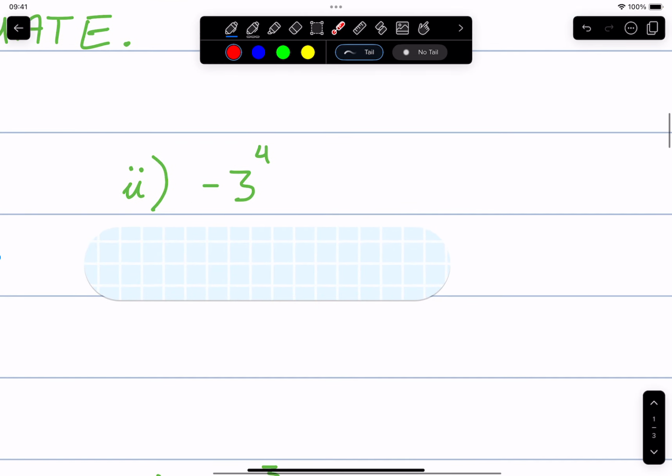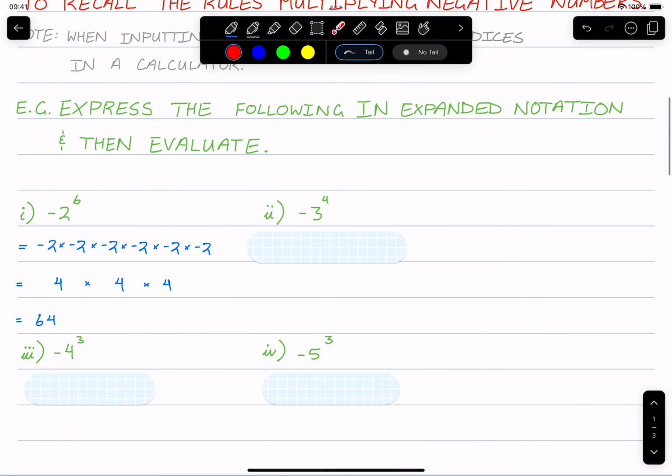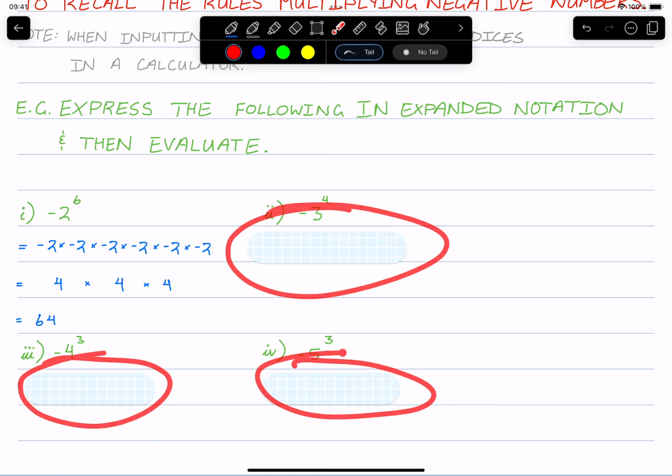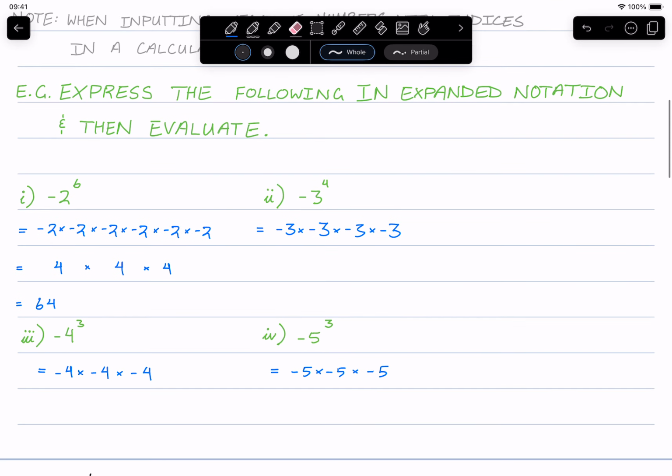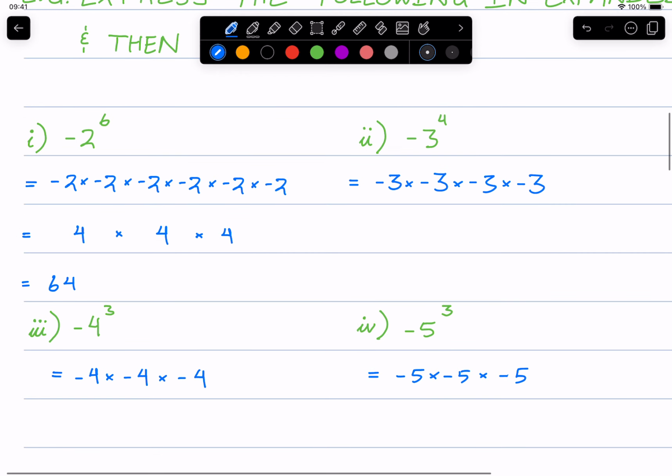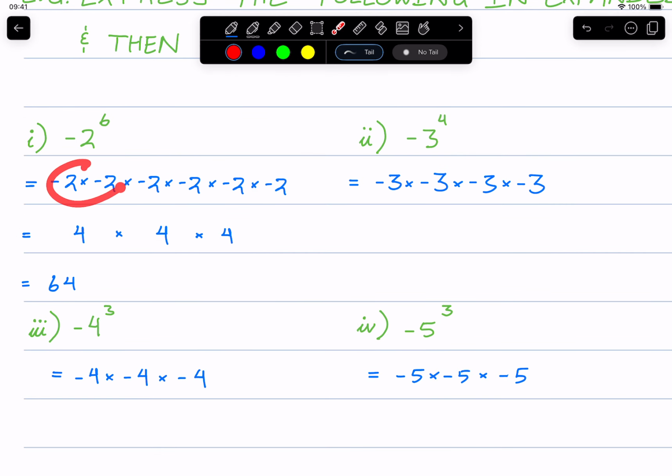Alright, so I want you to try it again for the next 3. I'm going to pause. You can write all of them in expanded notation first. I'm going to show this in 3, 2, 1. All right, there we go. I hope you can see that it takes into account the negative indices as well. And likewise, if you'd like to pause and evaluate these yourselves, I want you to do the little method that I did where we paired them up to make it a lot easier.